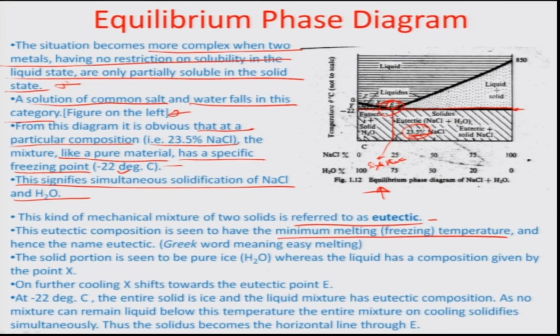So, the solid portion, let us say at the point x, which is towards the left of the eutectic point, is again going to be solid beyond minus 22 degrees Celsius, right. Therefore, if this particular liquid at the point x wants to be completely solidified, it has to come towards the eutectic point, or eutectic temperature. So, at minus 22 degrees Celsius, the entire solid is ice, and the liquid mixture has eutectic composition.